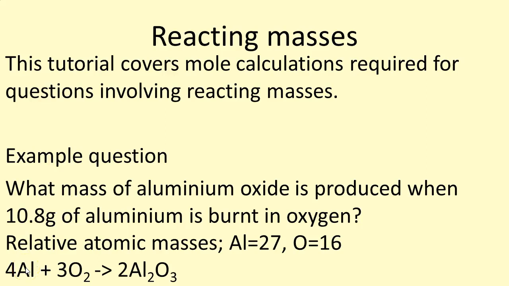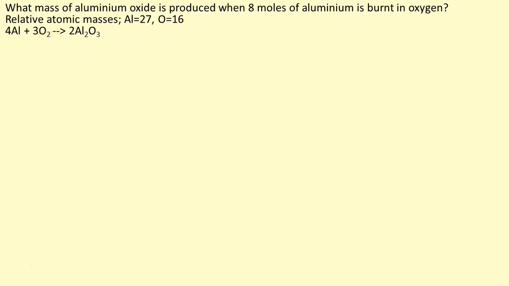This tutorial covers mole calculations required for questions involving reacting masses. What mass of aluminium oxide is produced when 8 moles of aluminium is burnt in oxygen? The question gives us the relative atomic mass of aluminium is 27. This means 1 mole of aluminium atoms will have a mass of 27 grams.